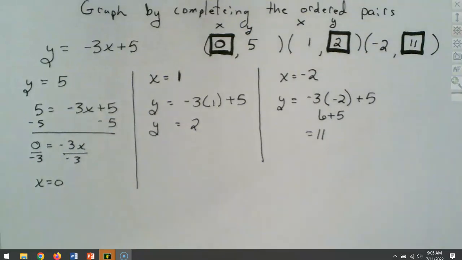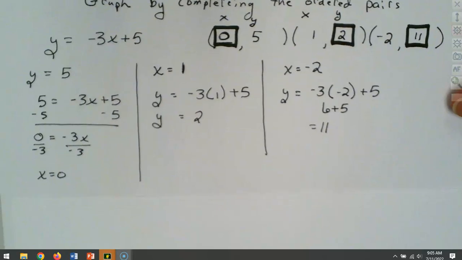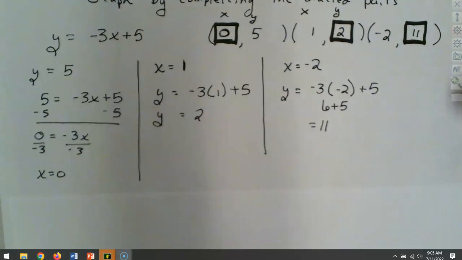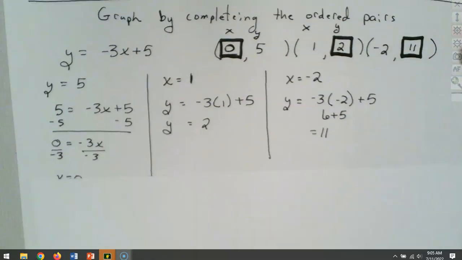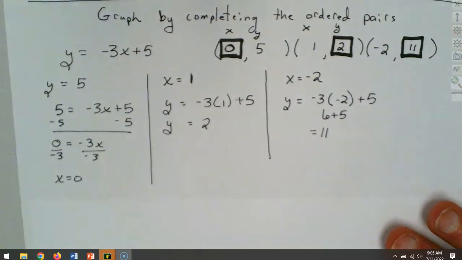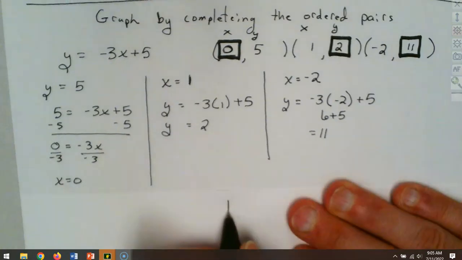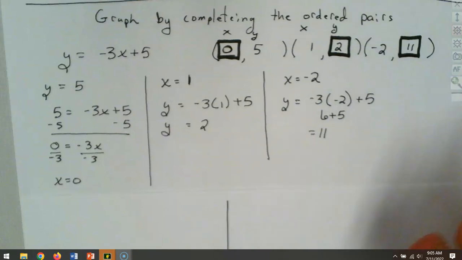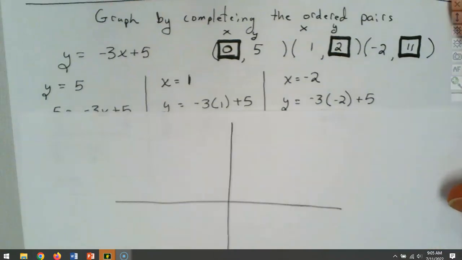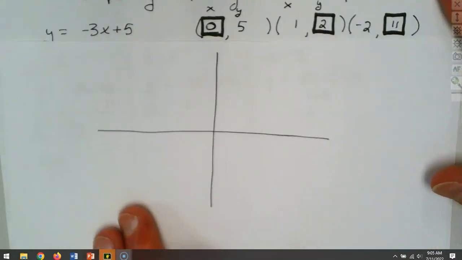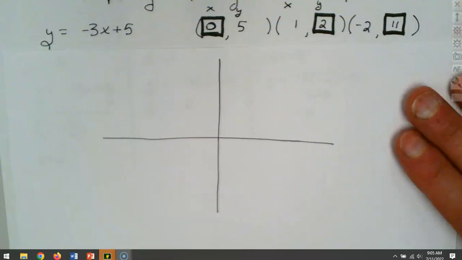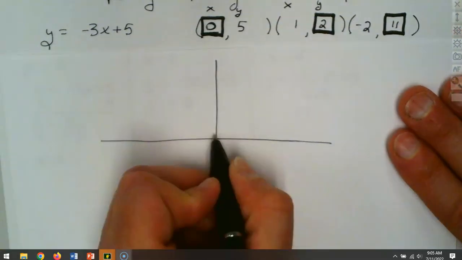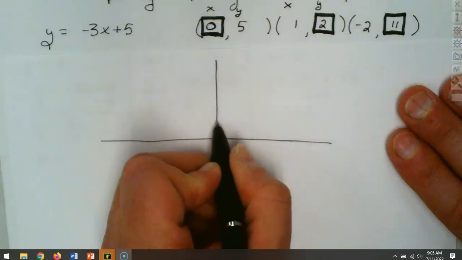Hopefully everyone kind of remembers how to do this. This is just some of the very, very basics. And then once we have these ordered pairs, we can graph them, right? We can plot our points and we can graph the equation. Now, if they're lines, they should make a straight line. So let's go ahead now and plot our points. We're going to begin with 0, 5, and that's your y-intercept. So that's at 0 and up 5.